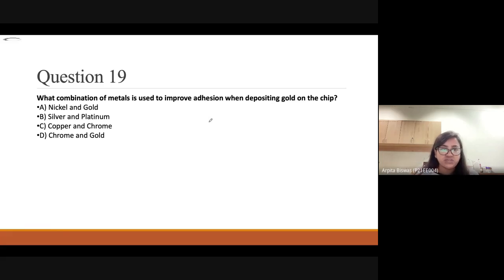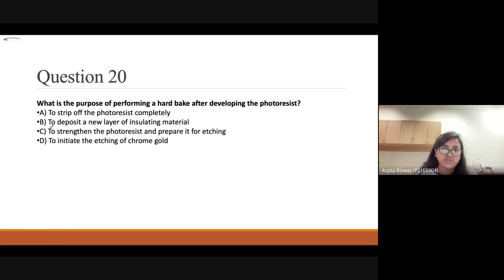So the first option is nickel and gold. The second option is silver and platinum. Third option is copper and chrome. Fourth option is chrome and gold. So which one is the right answer? Right option is option D, chrome and gold. Okay. So next move towards the question number 20.